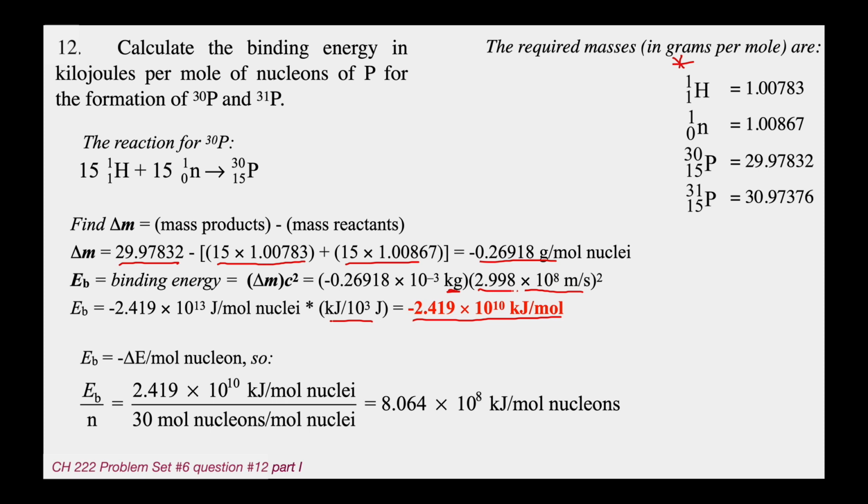A nucleon is just a proton or a neutron. So phosphorus 30 has 15 neutrons and 15 protons. Technically, then it has 30 nucleons. So the binding energy, the positive version, divided by 30 nucleons gives you this number, 8.064 times 10 to the 8th kilojoules per mole of nucleons.